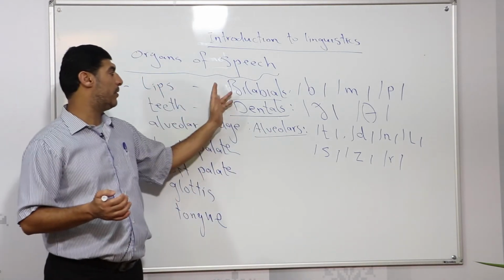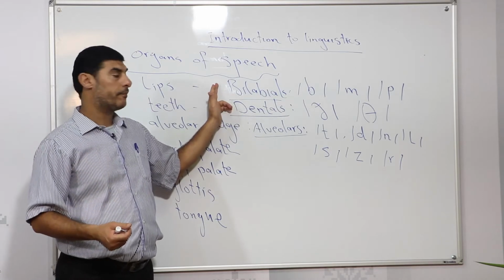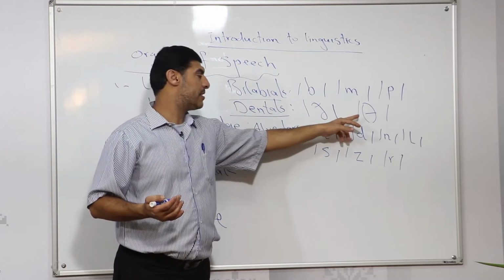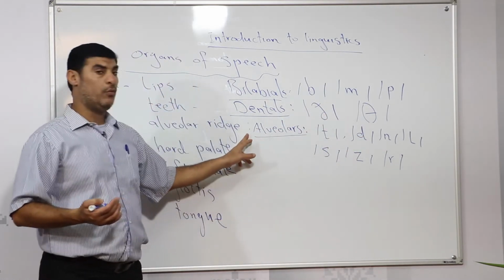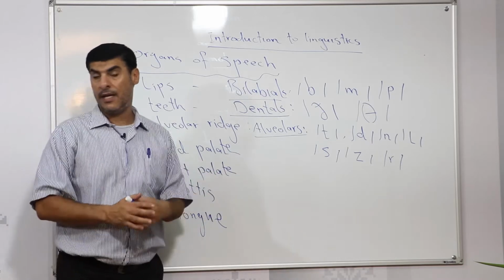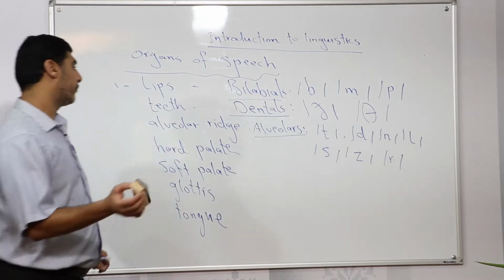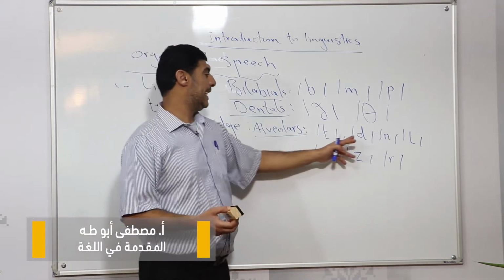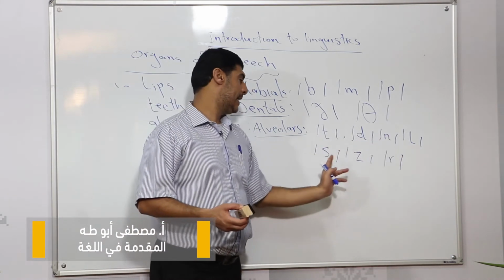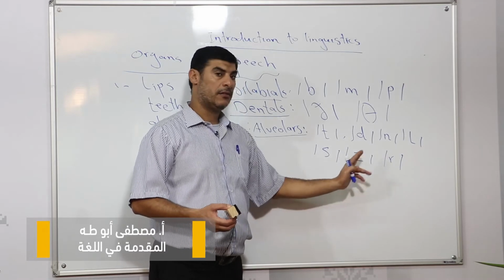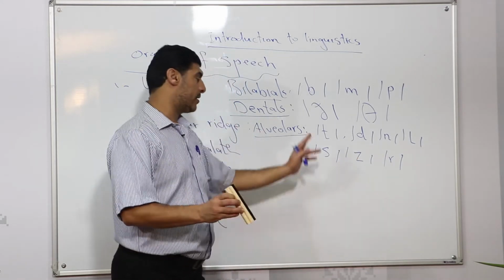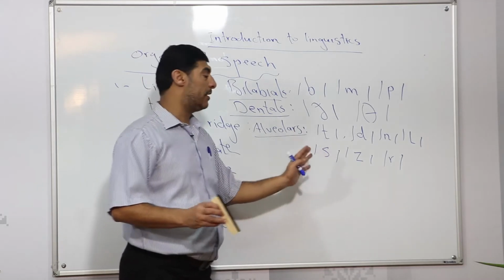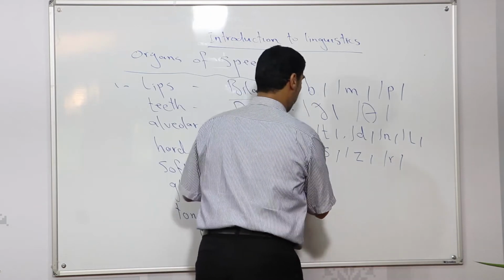So alveolars, number 1, bilabials. Number 2, dentals. Remember, this is the voiced th and this is the voiceless th. And then we have alveolars. We have alveolar sounds: ta, da, na, la, sa, za, ra. I think you are familiar with these symbols because they represent the same alphabetical system in English, the same letters that you are familiar with.